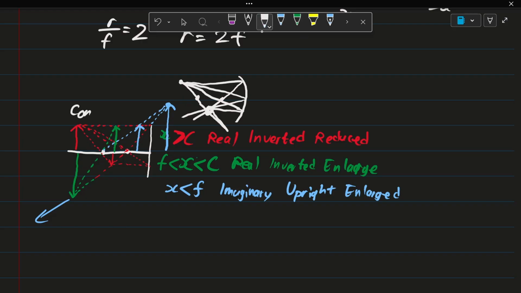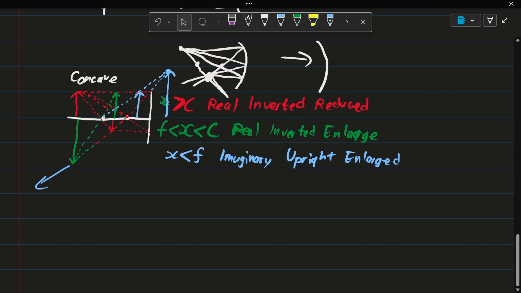So concave really means that if you have your light, the center point is much further compared to the edge. So what about a convex mirror? Convex is the opposite, in which the center is much nearer compared to the edge.